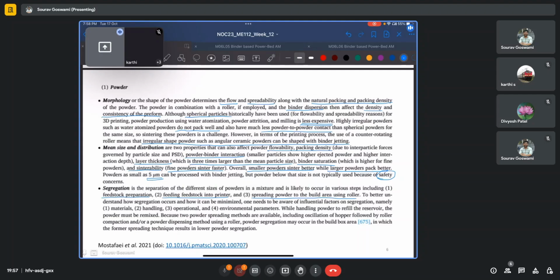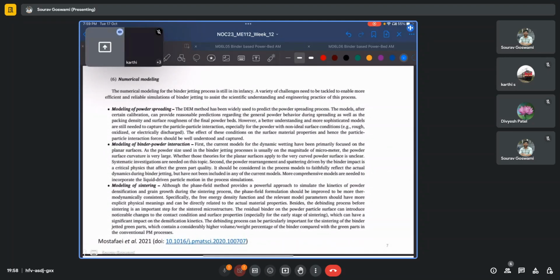One needs to be aware of the influential factors on segregation, some of which are the material, the handling of the material, and the operational and environmental parameters. The powder must be remixed while filling into the reservoir. This is important to maintain the homogeneity. Also, there are some additional means, such as oscillation of the hopper, followed by the roller compaction. The powder segregation may still occur in the build box area.